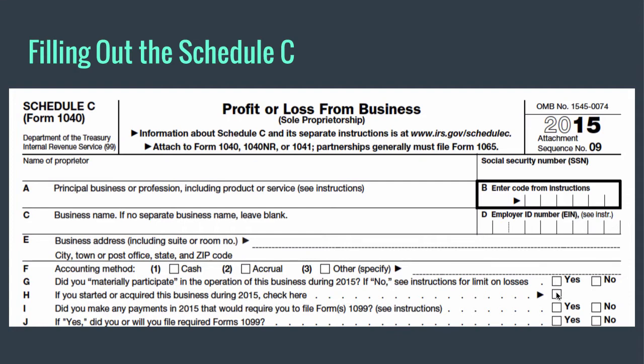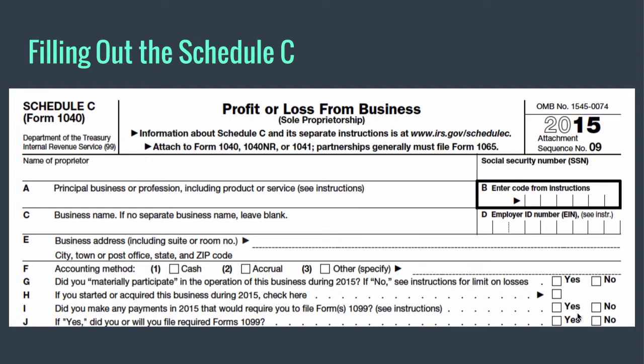If this is the first year of you operating your business, or in the off chance you purchased a business from someone, then you're going to want to check the box right here on line H that this is your first year in business. After your first year, you never want to check that box again. And then we have lines I and J. And these ones, again, are important to answer correctly so that you don't have an audit flag.